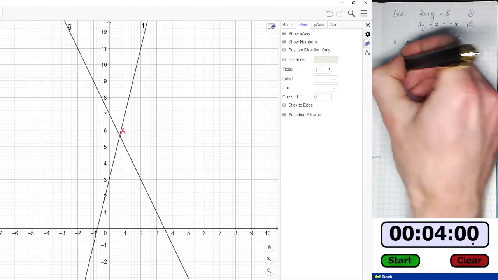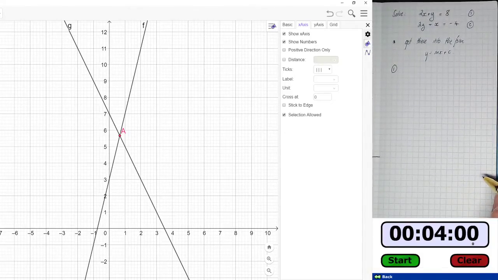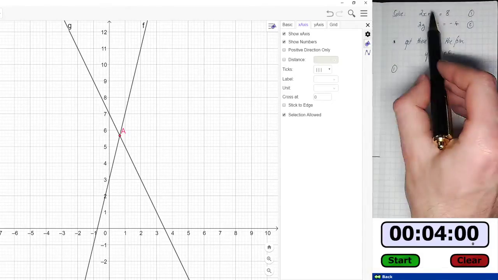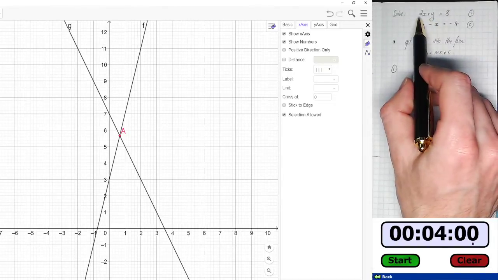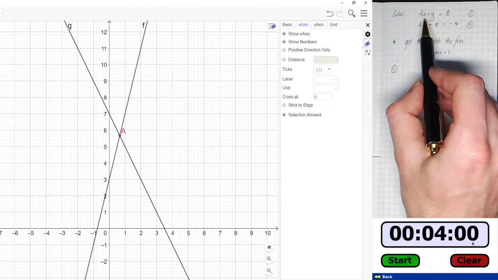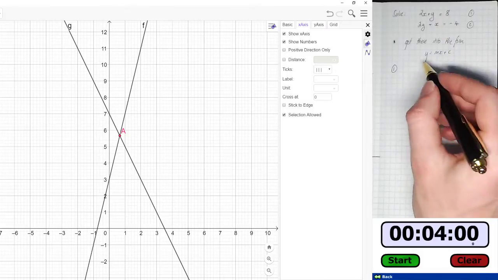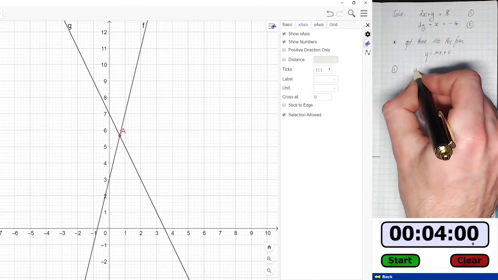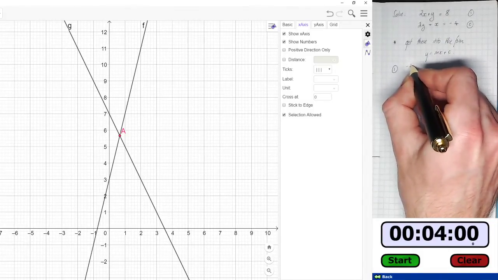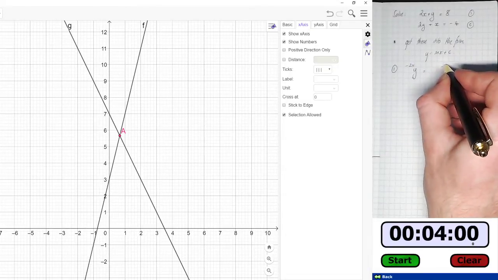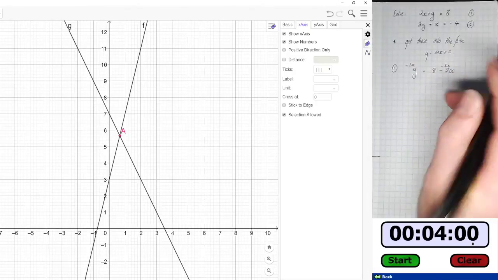So for equation 1, we're looking to try and make y the subject. The only thing stopping that from being the subject is the 2x. I'm going to have to take off 2x from both sides. So take away 2x from both sides. We're going to get 8 take away 2x.